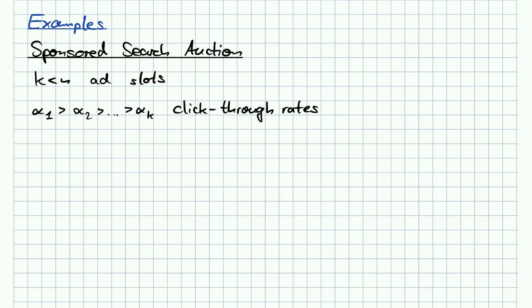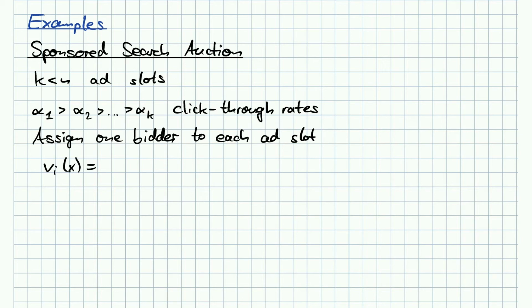And we'll now assign one bidder to each ad slot. And what will my value be? My value will be the value I have, some real number, times the click-through rate of the slot that I'm getting. So this is if agent i gets slot j in x.